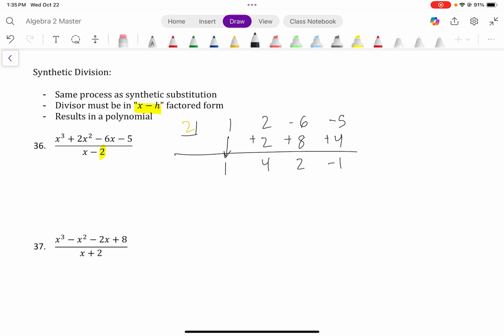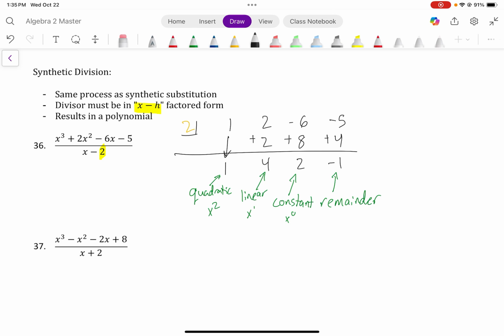That's our process. So what this told us when we did synthetic substitution is that when x equals 2, we would have an output value of -1. But the reason why it's different now is if I look at this, I can't really plug in x equals 2 because I'm going to end up dividing by 0, which is not allowed. So I'm getting a separate polynomial. Starting from the right, this is going to be our remainder. Then it's our constant, our linear term, our quadratic term, and continuing up the power. So this is x to the 0, x to the first, x squared, etc.